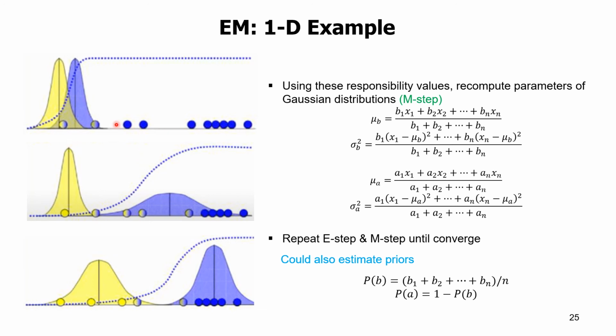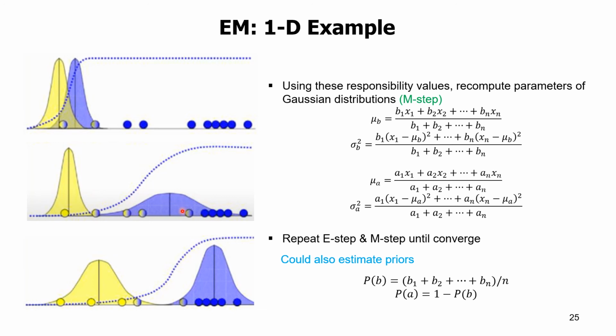By using these posterior probabilities, we can recompute the parameters of these Gaussians. To do that, if you look at the M-step definitions, this is how we compute the mean and the variance of each Gaussian. For the case of blue, this now moves to this, by using this. And for the yellow one, Gaussian A, again by using this, now this becomes this. So now we have new parameters, new Gaussian distributions.